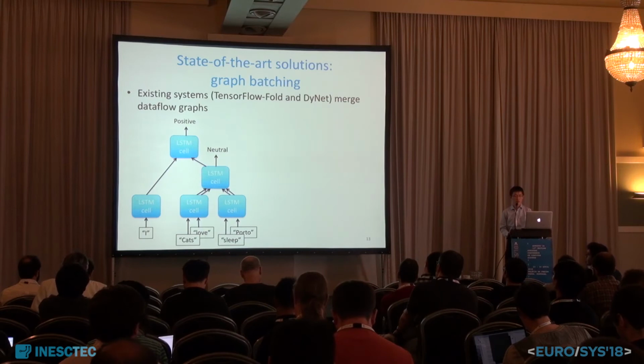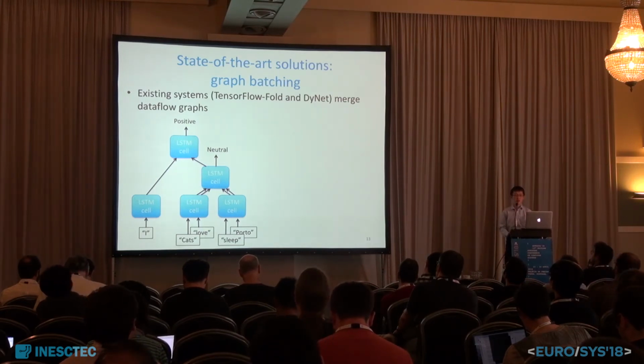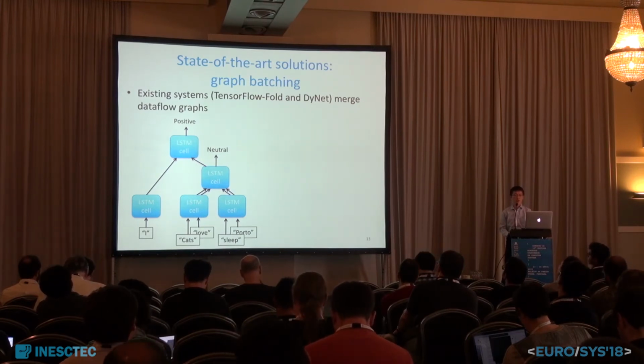Currently, the state-of-the-art solution adopted by systems like TensorFlow Fold and DyNet first finds similar computation shared across requests, and then merges the data flow graph of each request.